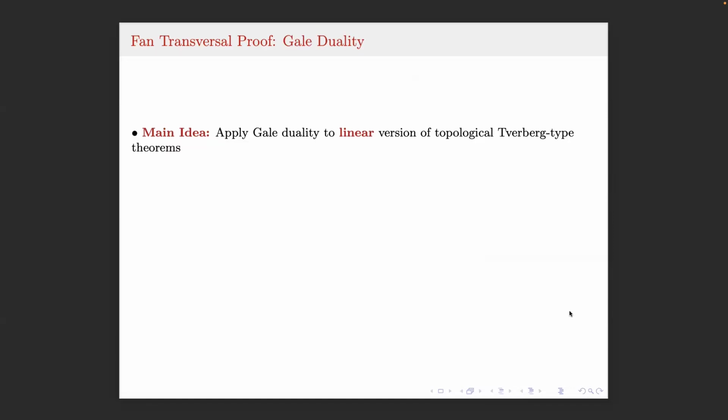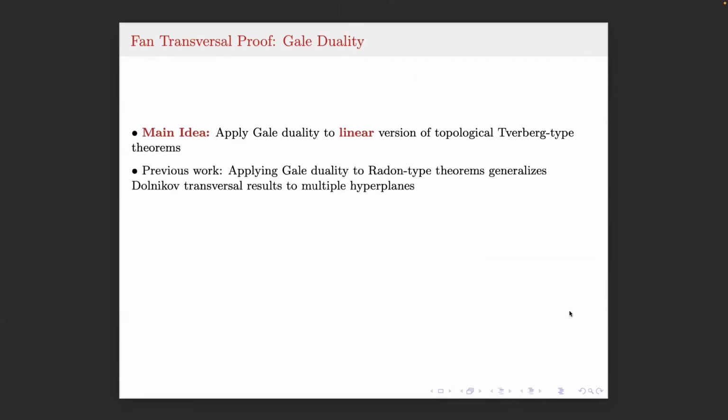All right. So the main idea is that we're going to apply Gale duality to the linear versions of these topological Tverberg type theorems. So in other words, looking at the affine linear cases. I should say, just not to be remiss, that this work is a continuation of previous works where Gale duality was applied to Radon type theorems. And doing that, we were able to generalize the Dolnikov transversal results to multiple hyperplanes.